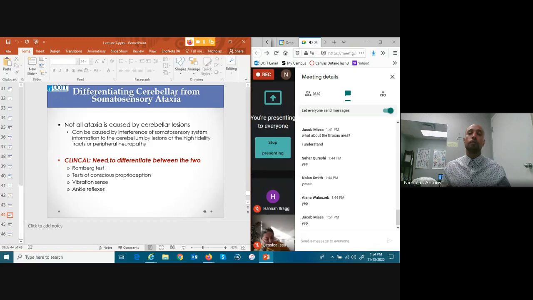So clinically, we need to be able to differentiate. If someone comes in uncoordinated, we have to be able to differentiate if it is a cerebellar problem or a peripheral nerve problem. Nine times out of 10, it's a peripheral nerve problem. But what you do is you take reflexes, you take the vibration sense, you ask them about their conscious proprioception, because that would imply that there's a problem with the peripheral nerves.